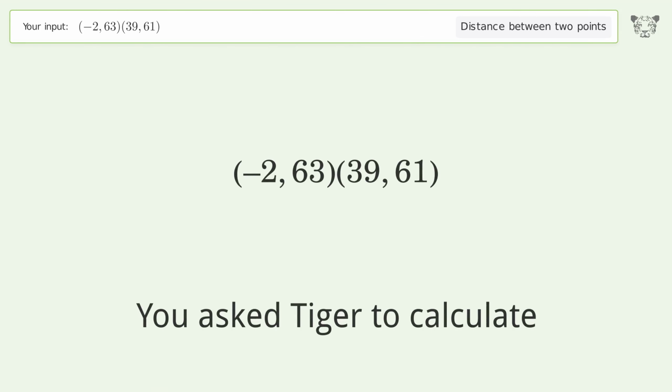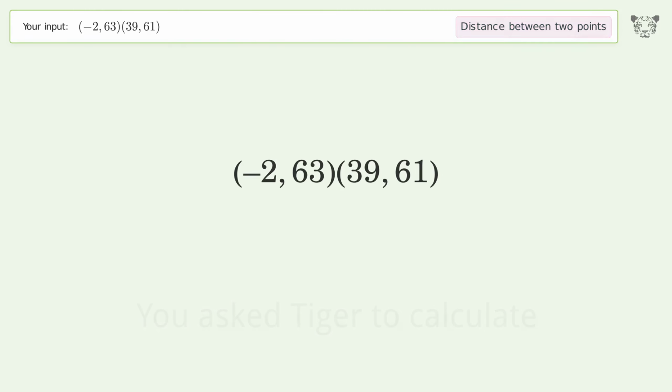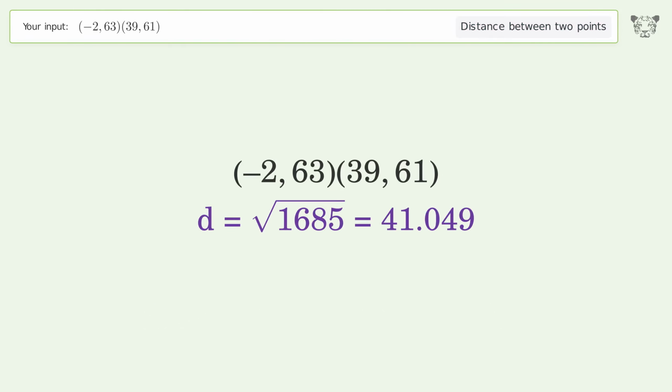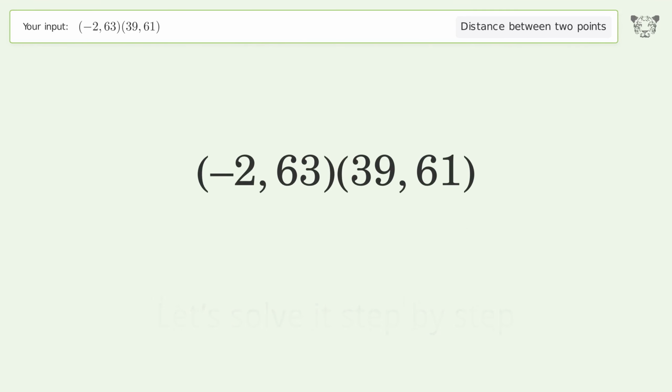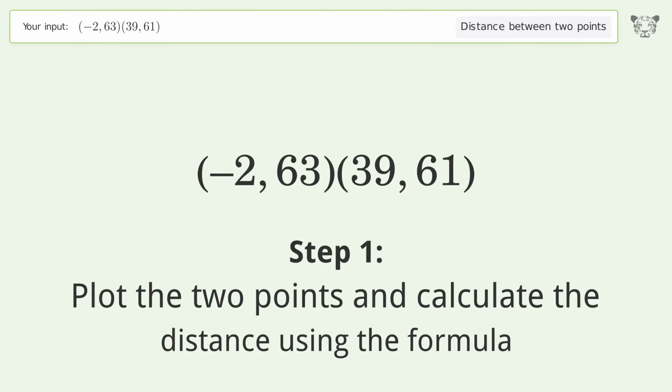You ask Tiger to calculate. This deals with the distance between 2 points. The distance between the 2 points is the square root of 1,685 or 41.049. Let's solve it step by step. Plot the 2 points and calculate the distance using the formula.